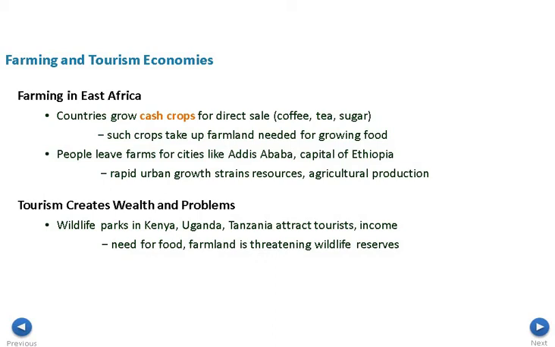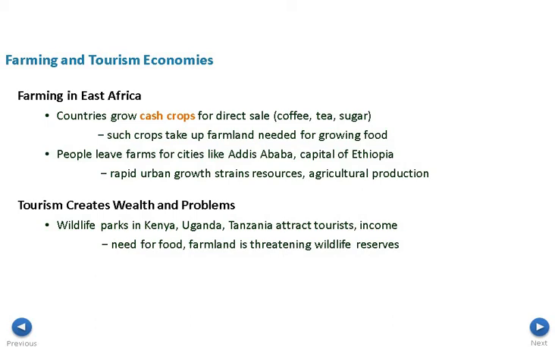People leave the farms and go to the cities. You guys remember this is defined as urbanization. What we see in Africa, though, is that this rapid urban growth is going to strain resources and also agricultural production. And it makes it so that a lot of these countries' cities are going to be poor.